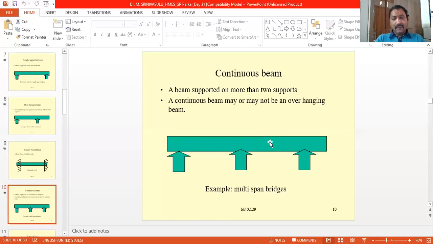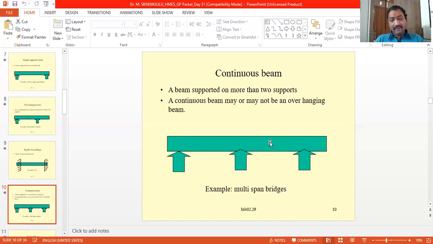But in case of the continuous beams, if you see what is happening in the present case, it is having three supports. Sometimes maybe four supports and so on. That means if the beam is having supports at more than 2 points, maybe three or more, then that beam is called the continuous beam. So a continuous beam is supported at more than 2 points over the length.